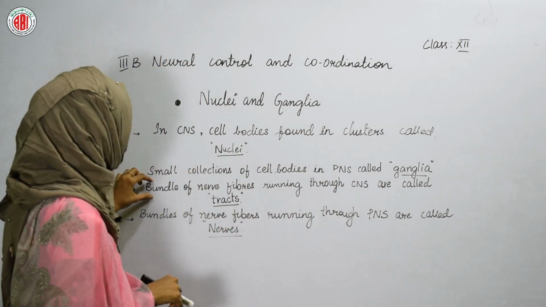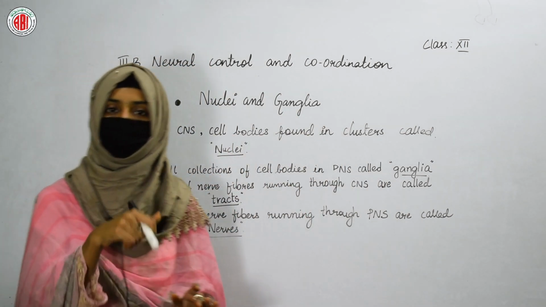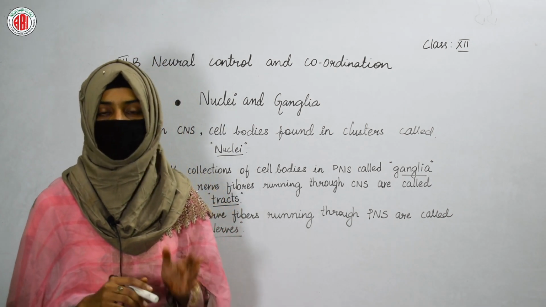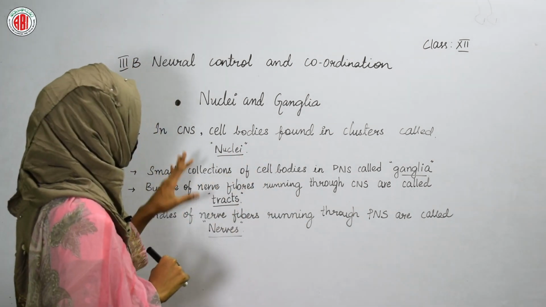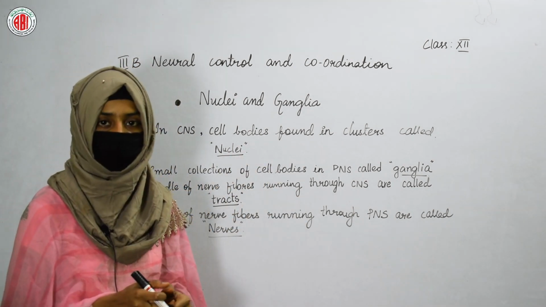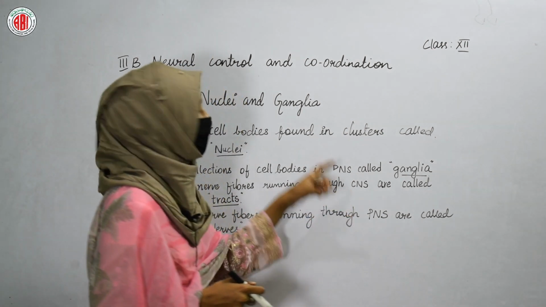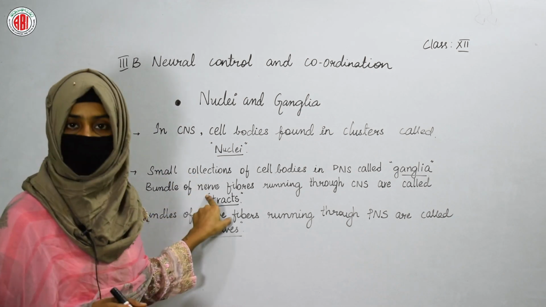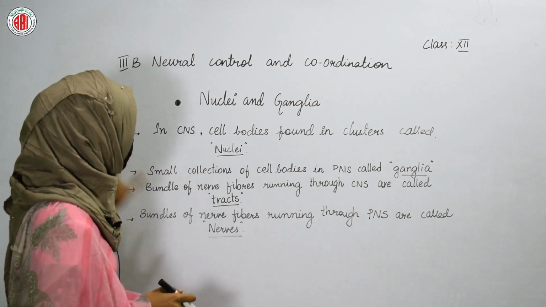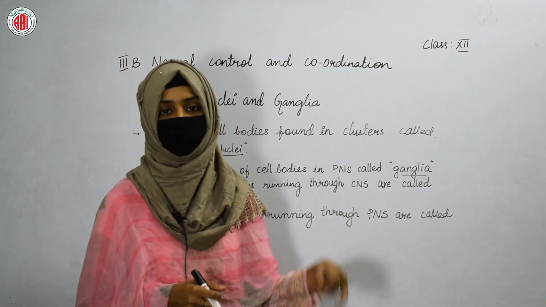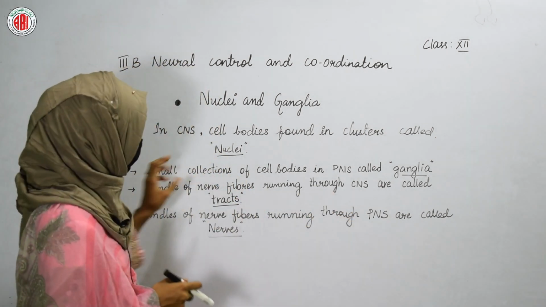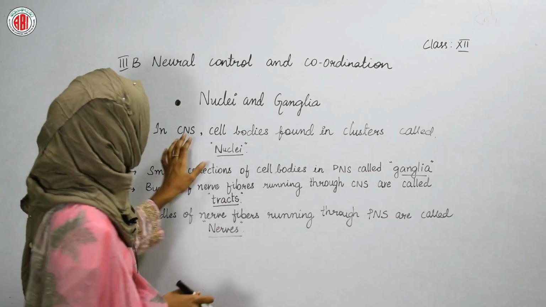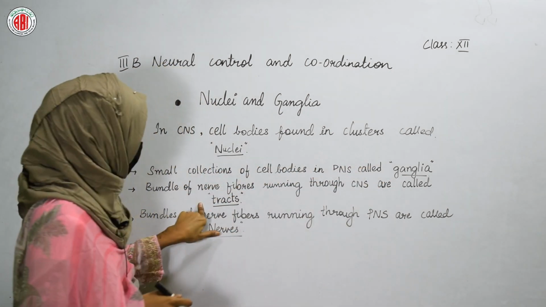Now, the bundle of nerve fibers. Nerve fibers are nothing but the extensions arising from the cell body. What do we call those extensions? That is nothing but our axons. So, nerve fibers are our axons. When they form a bundle in our central nervous system and run through the central nervous system, we call that bundle of nerve fibers tracts. And when you see that bundle of nerve fibers running through the peripheral nervous system, that can be termed nerves. So basically 4 different terms are given here: nuclei, ganglia, tracts and nerves.